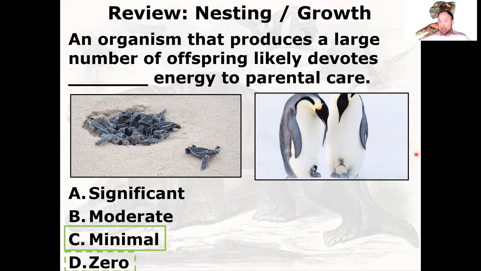Contrast that to penguins, which have a low amount of young, and you see a very high level of parental care. And so we know in general how many eggs dinosaurs tend to lay. It's on the order of 12 or so, which is more than penguins, but less than sea turtles. So their amount of parental care is likely somewhere in between.